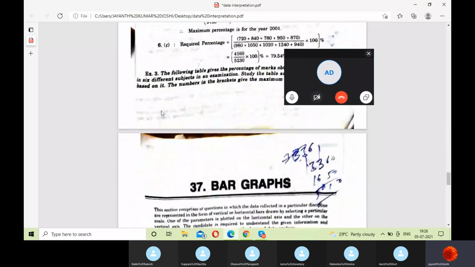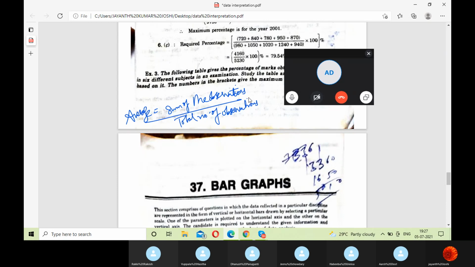So what is the formula for average? Average is the sum of the observations divided by the total number of observations. Suppose there are 5 students in the class, and the marks they have got are 10 out of 25, 12 out of 25, 15 out of 25, 17 out of 25, 20 out of 25. I'm asking you the average marks of the class.